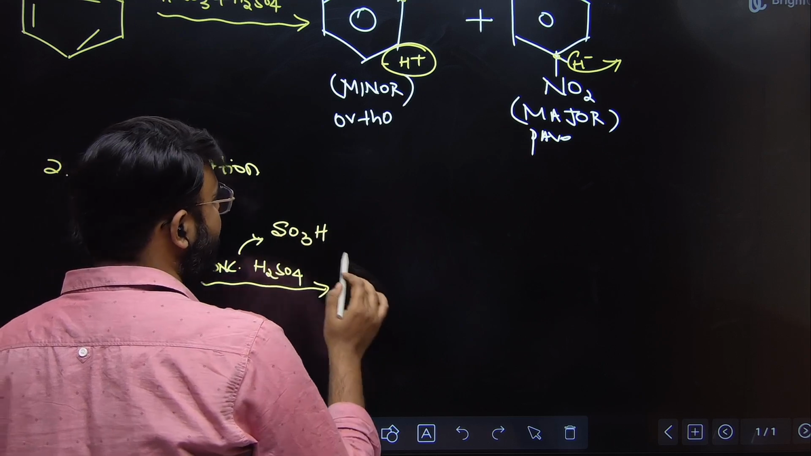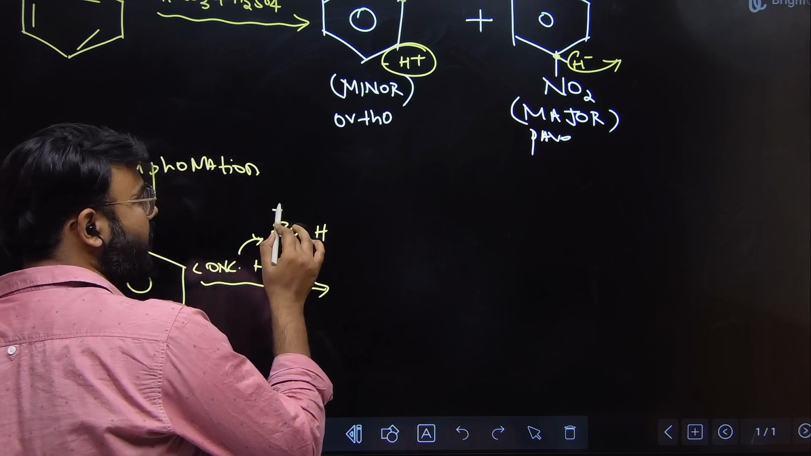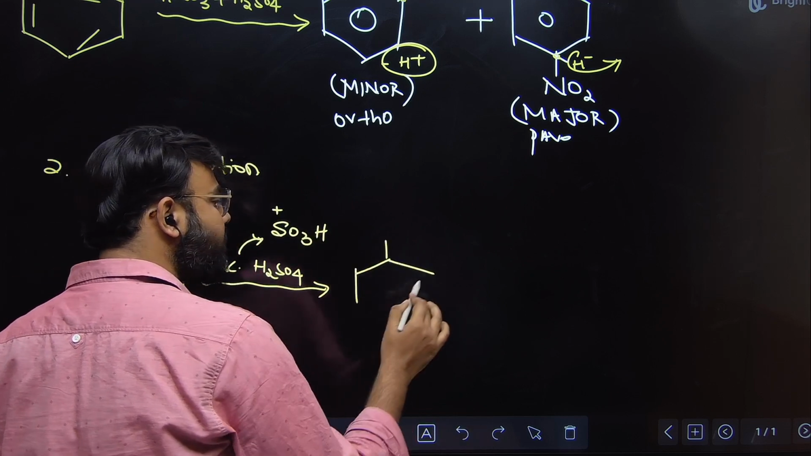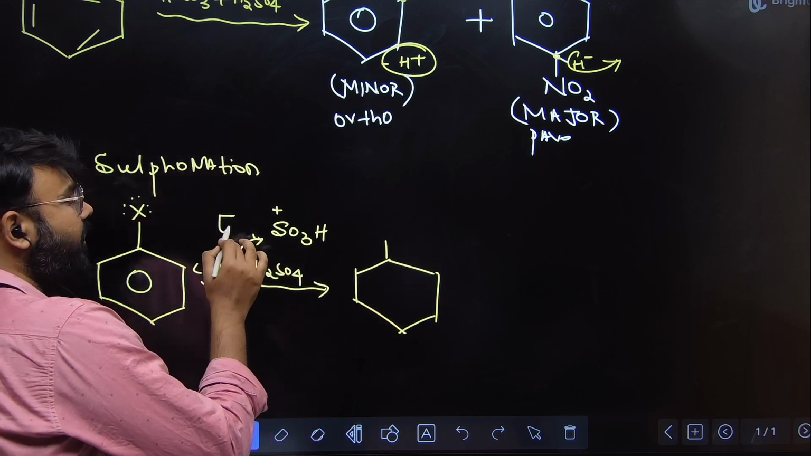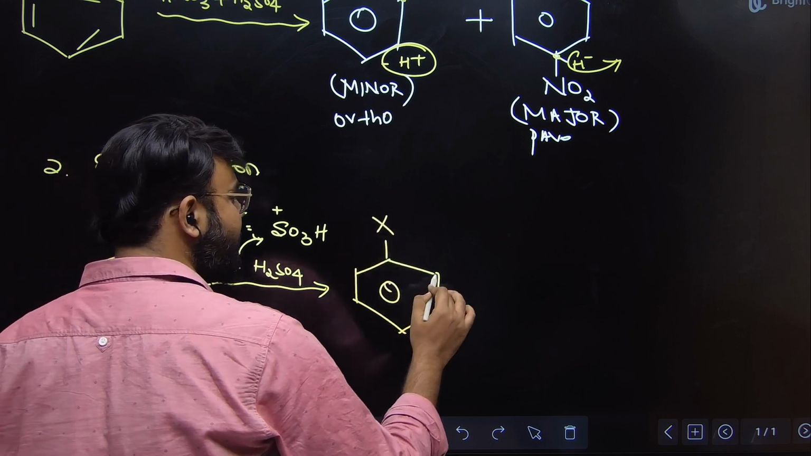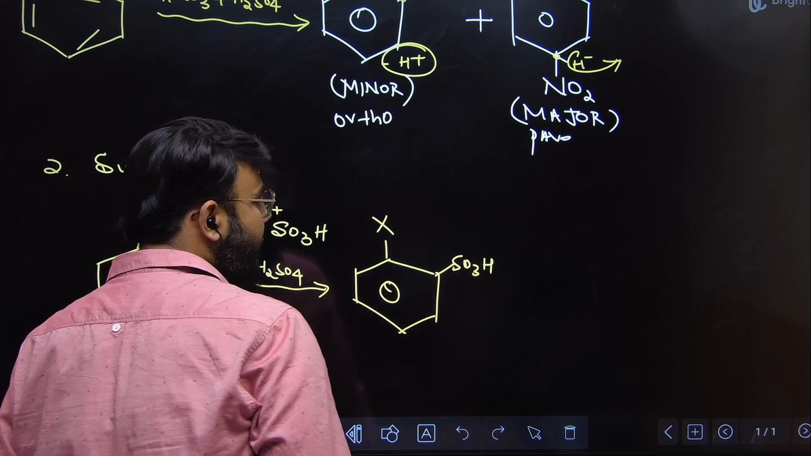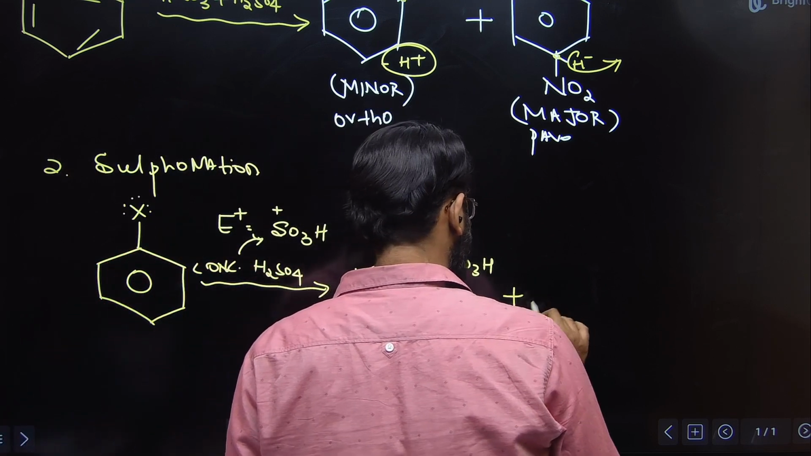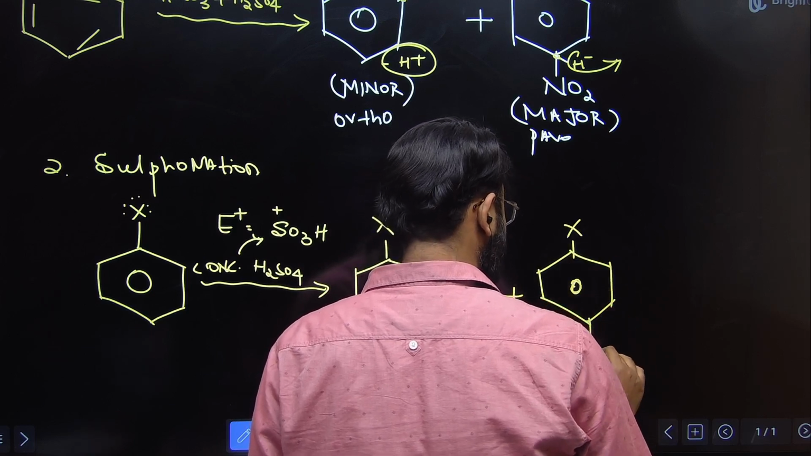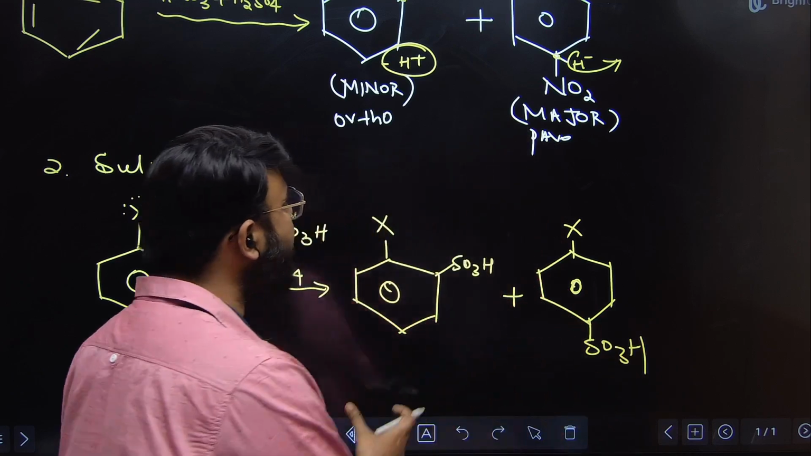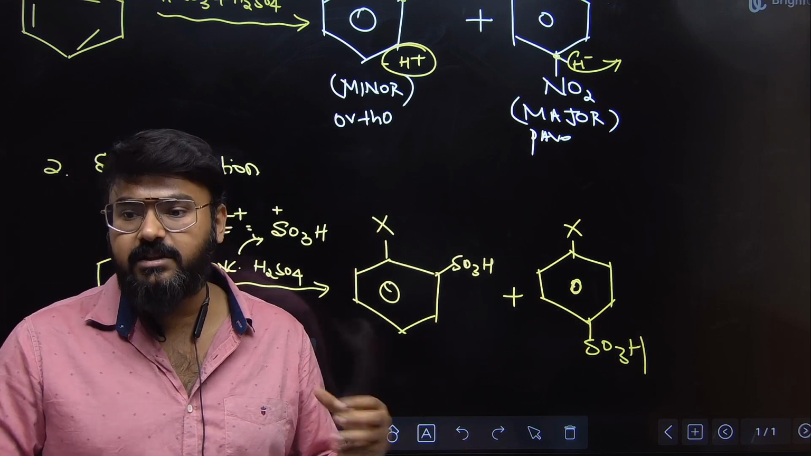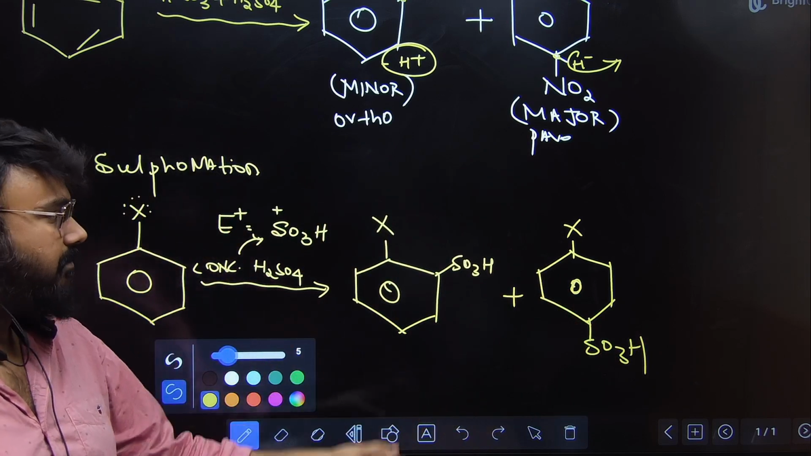Okay. Now after this, one will be at ortho, same thing. Once you know what electrophile is there, you know the answer, right? So one will be here, SO3H, and another will be at para. So it's called sulfonic acid. When a benzene ring has SO3H, it's called sulfonic acid. Clear? Benzene sulfonic acid. Got it?